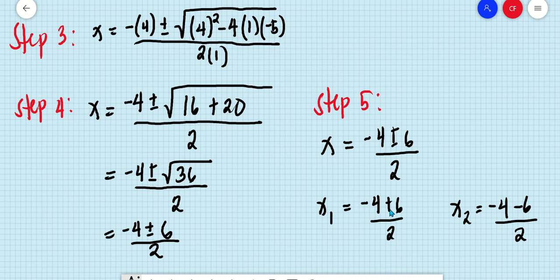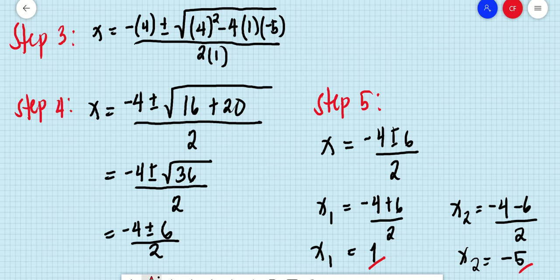Negative 4 plus 6 divided by 2. Ano yung sagot natin dito? Again, negative 4 plus 6, that is positive 2. Positive 2 divided by 2, that is 1. Okay, so x sub 1 is 1. And for x sub 2, observe negative 4 minus 6, that is negative 10. Negative 10 divided by 2, negative 5. Okay? So, x sub 1 is 1, x sub 2 is negative 5. So, ito na po yung solution. Okay? We have 1 and negative 5.